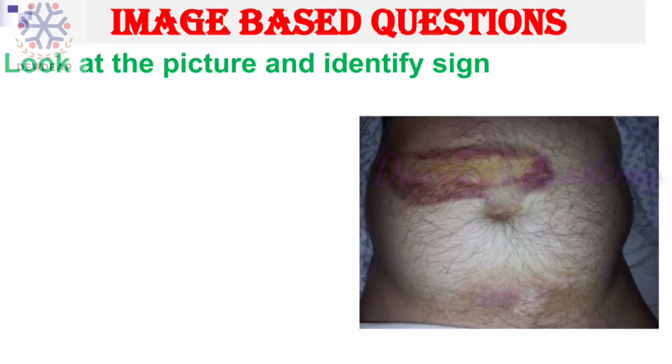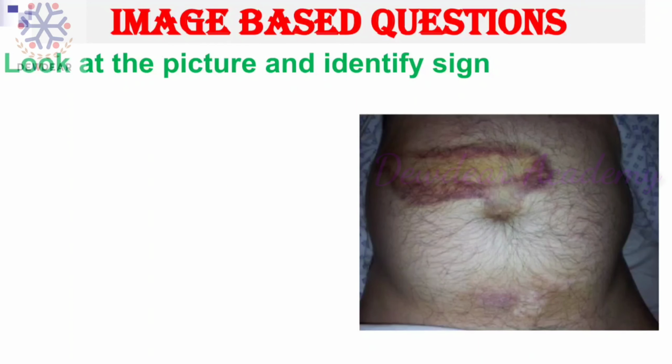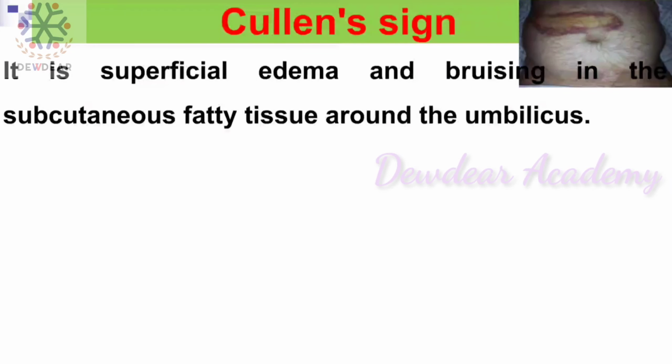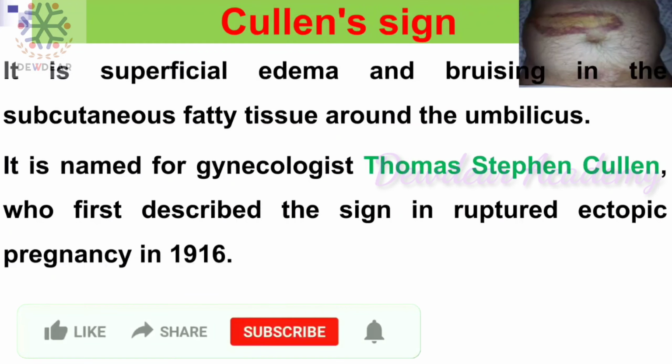Next question. Look at the picture and identify the sign. What is the sign given in this picture? Answer is Cullen sign. Cullen sign means it is a superficial edema and bruising in the subcutaneous fatty tissue around the umbilicus. It is named for gynecologist Thomas Stephen Cullen, who first described the sign in ruptured ectopic pregnancy in 1916.